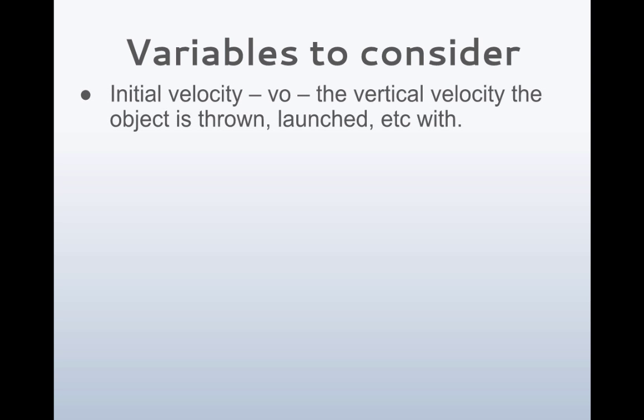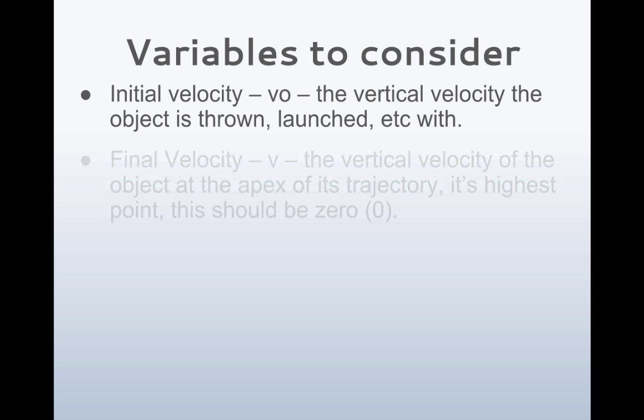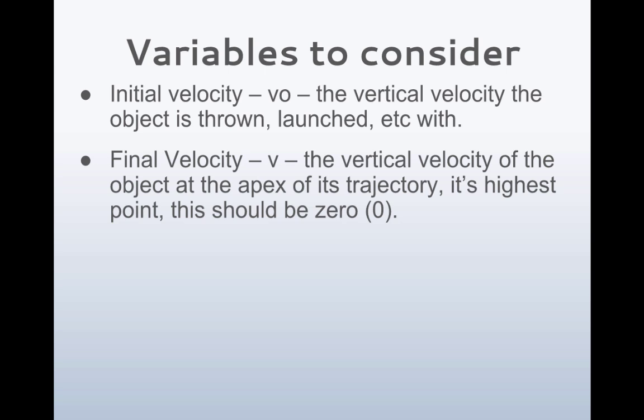These are your variables to consider. The initial velocity is v naught, right? The vertical velocity the object is thrown, launched, etc. The final velocity is v. The vertical velocity, again, of the object at the apex of its trajectory, its highest point. This should be 0. Think about when you throw a ball up, when it's switching from going up to going down, that teeny tiny fraction, momentary pause.